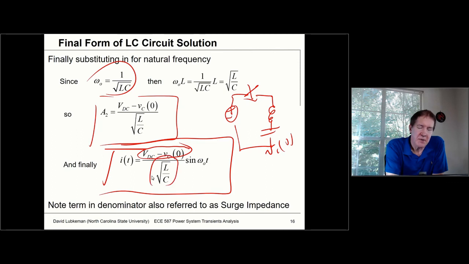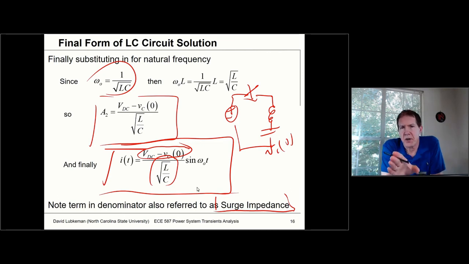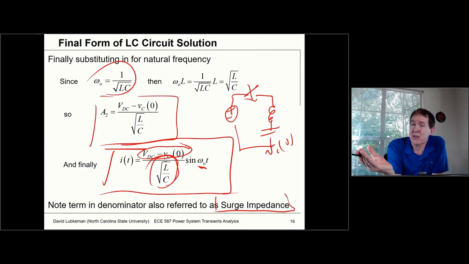It's going to be divided by the square root of L over C, which is going to have units of impedance. This term is also referred to as a surge impedance or characteristic impedance, and that's going to be a function of the square root of L over C. So depending on the inductance and capacitance and their relative values, that's going to determine whether we get a low current or high current. If we have a real low surge impedance, we get a really high value of current, and vice versa. And this current is going to oscillate at this natural frequency, which could actually be a pretty high value depending on what the values of L and C are.